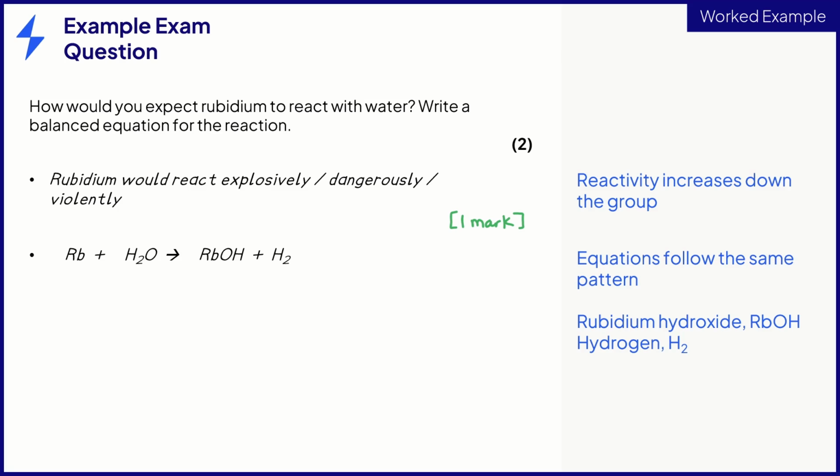The hydrogen atoms are not balanced, so you need a 2 in front of the water, and now for the rubidium hydroxide. Finally, to balance the rubidium atoms, you need to place a 2 in front of it. In the question, you have not been asked for state symbols, so they are not needed to score the final mark.